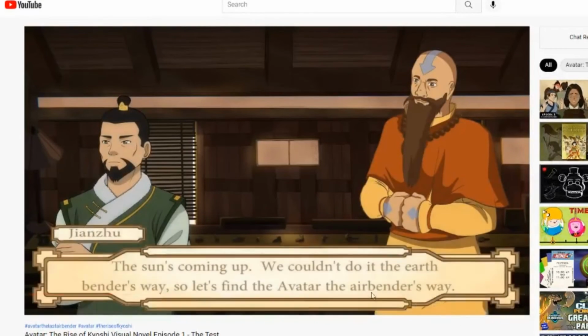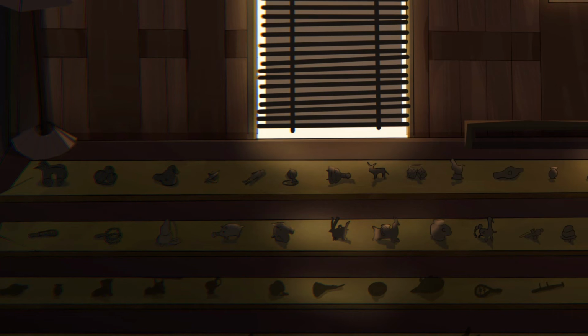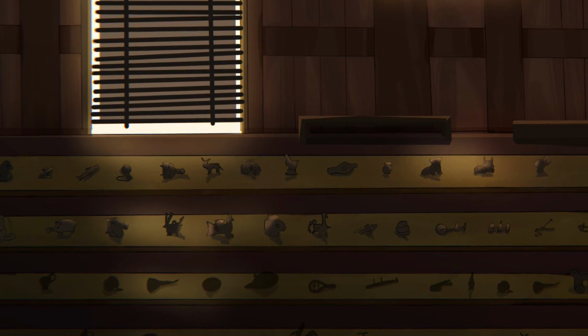Wow. The sun's coming up. We couldn't do it the Earthbender's way, so let's find the Avatar the Airbender way. How hard could it be?